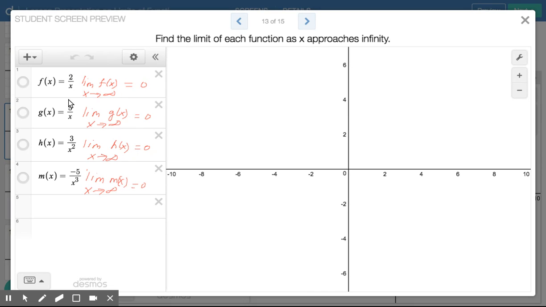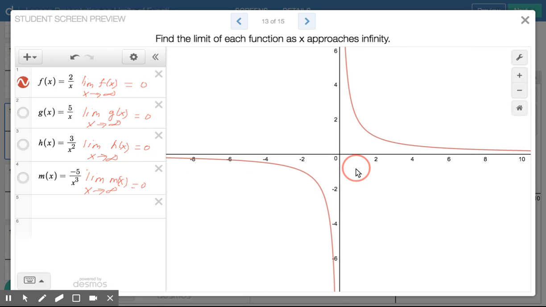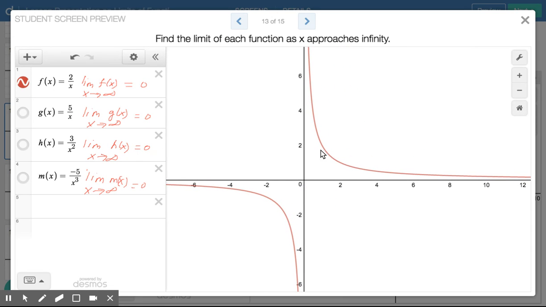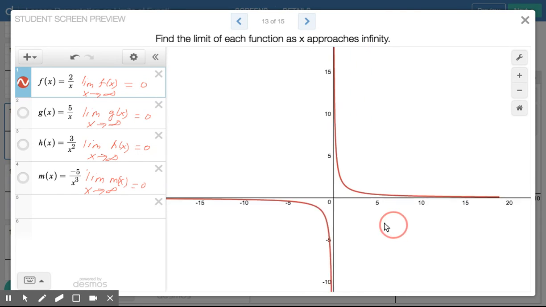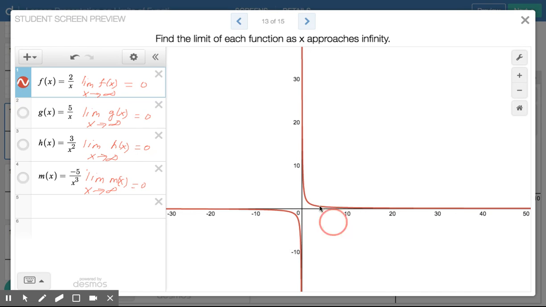So let's see, what's the graph of f of x? Okay, here's the graph of f of x, and we notice that as we go farther and farther to the right, meaning we are making x larger and larger, the value of y is getting closer and closer to 0. So there it is. Okay, so that means our answer here makes sense.